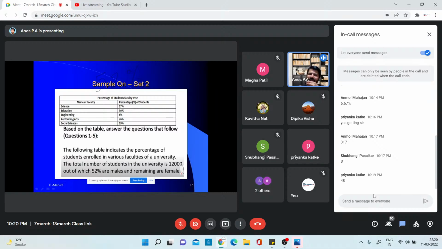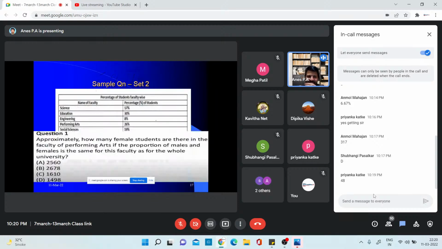This is the basic data for data interpretation given here. Our question is not this. Our question comes next. Here the first question is, approximately how many female students are there in the faculty of performing arts, if the proportion of males and females is the same for this faculty as for the whole university?